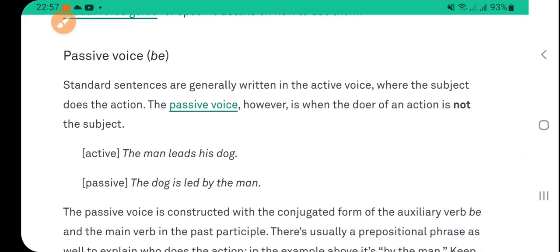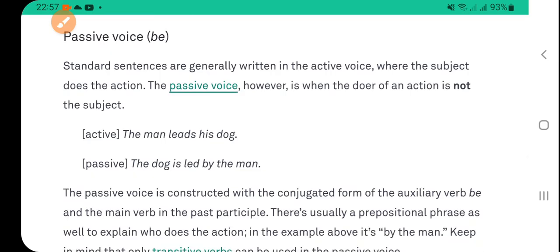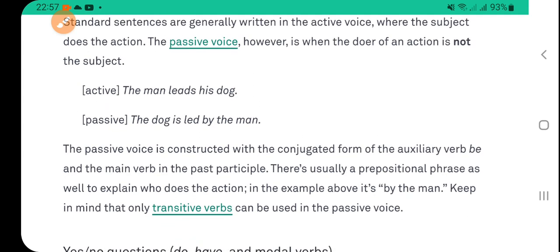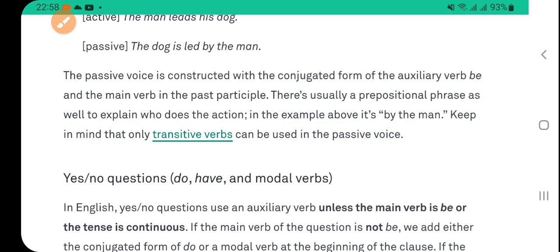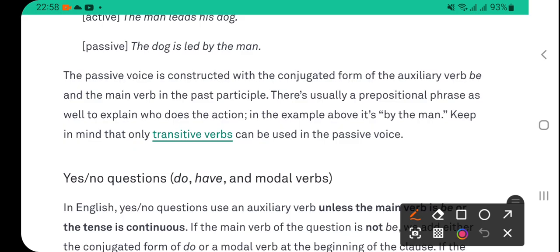Now last one is passive voice, be. Standard sentences are generally written in the active voice where the subject does the action. The passive voice, however, is when the doer of an action is not the subject, right? So the man leads his dog, the dog is led by a man. The passive voice is constructed with the conjugated form, that is is led, right, of the auxiliary verb be and the main verb in the past participle.